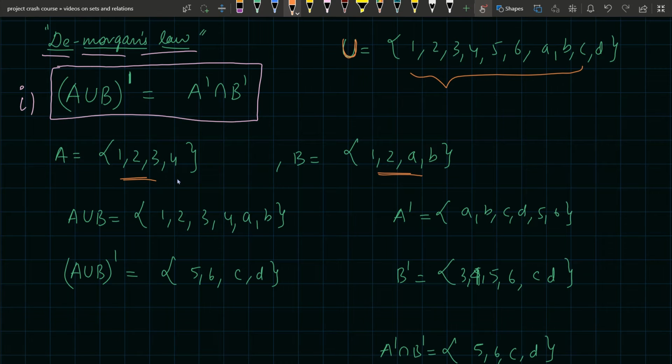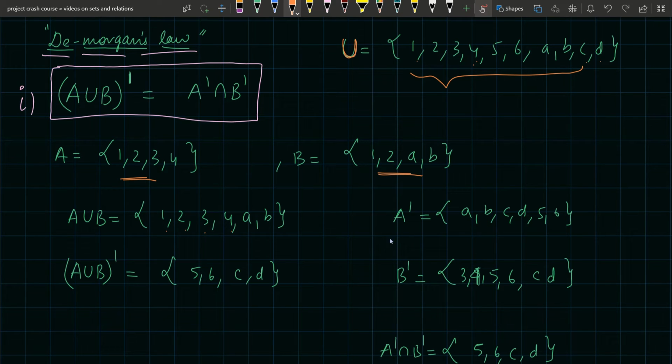So let's understand this. What is A union B? A union B is all the elements which are in A and B taken once, right? So 1, 2, 3, 4, A, B. That is A union B. What is A complement? Everything other than what is in A. A has 1, 2, 3, 4. Everything other than these elements will be in our A complement, which is A, B, C, D and 5 and 6. That is A complement.